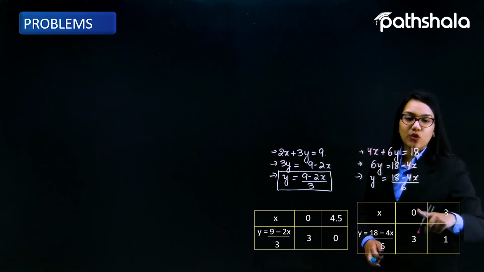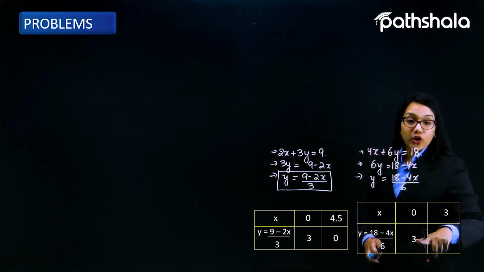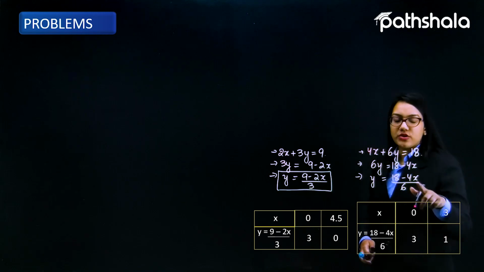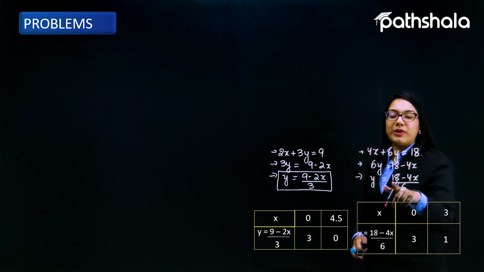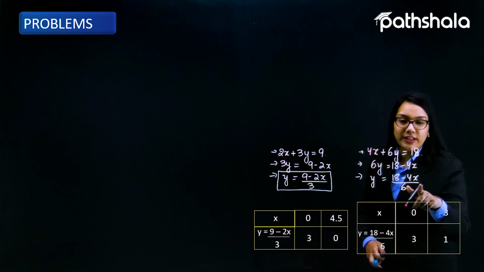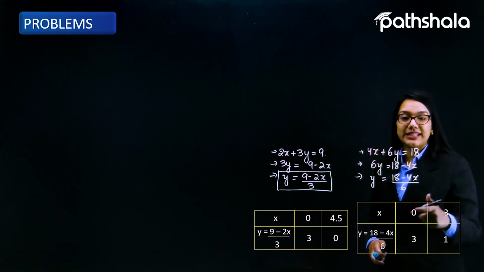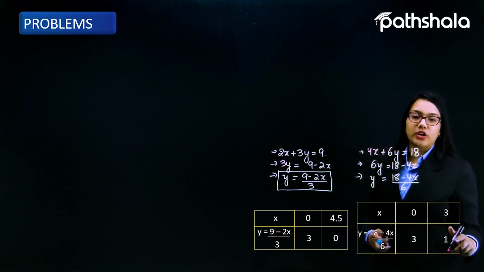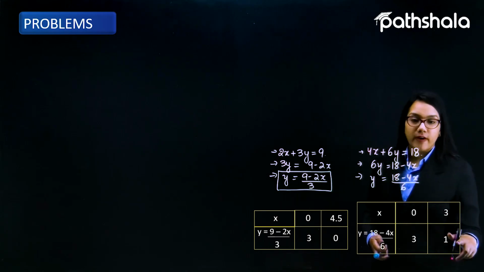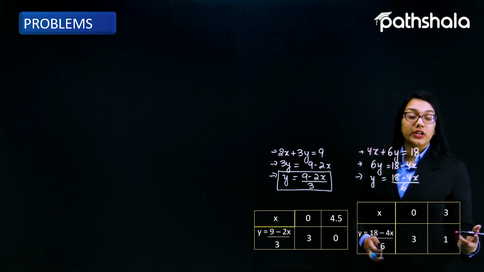So for x is 0, we are getting y as 3, and for x is equal to 3, let's substitute x is equal to 3. So this would be 18 minus 12, that is nothing but 6, and 6 by 6 is nothing but 1. So the second coordinate would be of the form (3, 1). Further you can take the third coordinate as well.